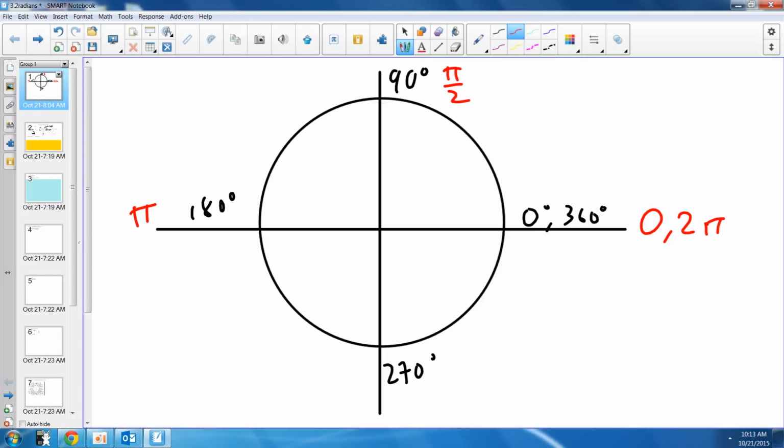And then this one is going to be pi plus 1/2, which is going to be 3 pi over 2. These are my new guiding angles when I go around the unit circle.